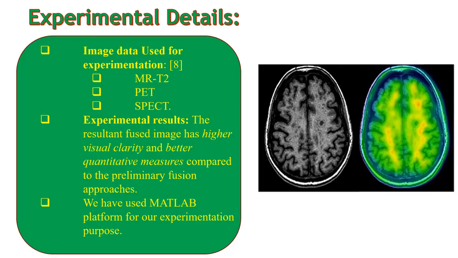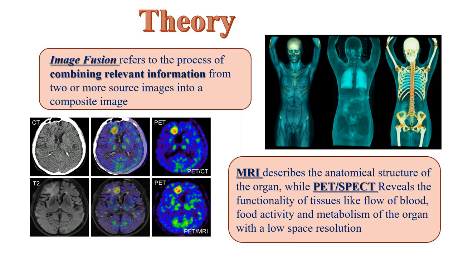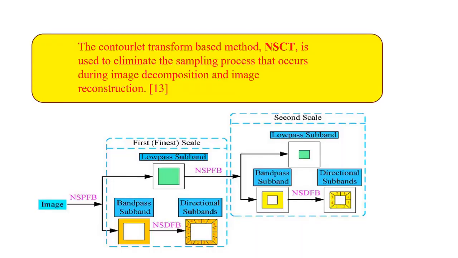In this slide, the details of the type of modal images considered for experimentation in MATLAB are presented. The resultant fused image has a better subjective and objective aspect. Now, in order to improve disease detection, images of different modalities are fused. This fusion helps us in retaining the finest details and improving the contrast of the image. The commonly used modalities are MRI, PET and SPECT.